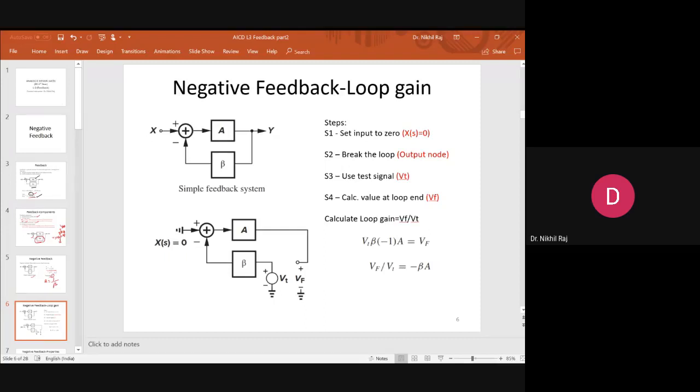So there were four steps to analyze this loop gain. Step number one is to set the input to zero. If it is a voltage, you will short circuit. If it is a current, you will open circuit. Then you break the loop at the output section.